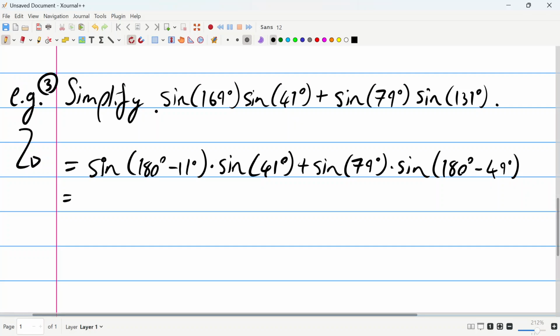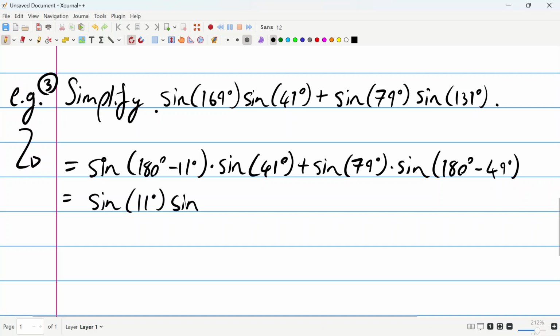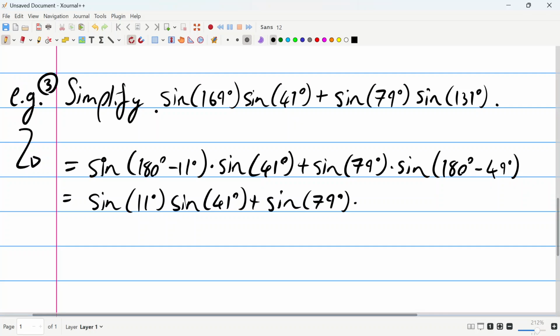Okay, cool. Now we can reduce the angles, and we can say here, because this is 180 degrees minus 11, that's quadrant 2, meaning sine is positive, so it'll just be sine 11, okay? Times sine of 41 plus sine of 79 multiplied by, and this is where we can reduce it as well. We can see it's also in the third quadrant, so it'll be positive sine of 49 degrees.